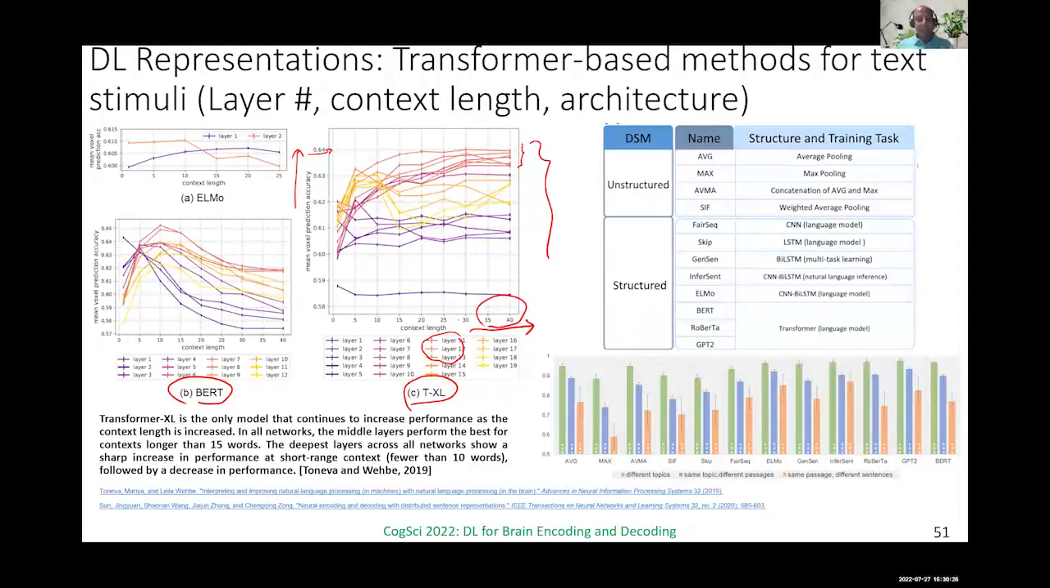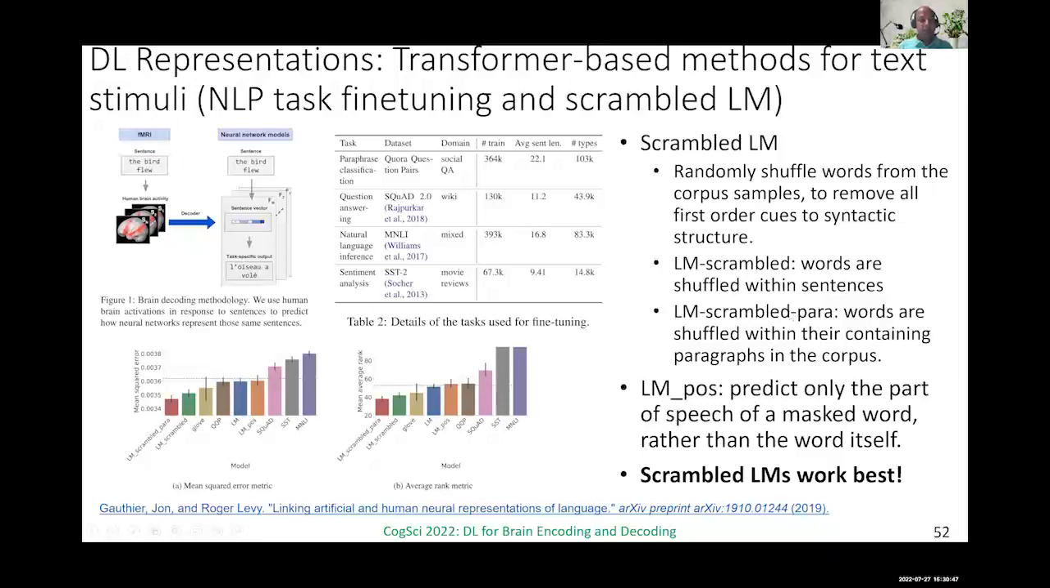Okay. Until here, people also observed that across different types of experiments, InferSent still gives you comparable accuracy to these transformer-based methods. However, over time, people have shown that yes, transformer-based methods do give you better accuracies in terms of encoding and decoding.